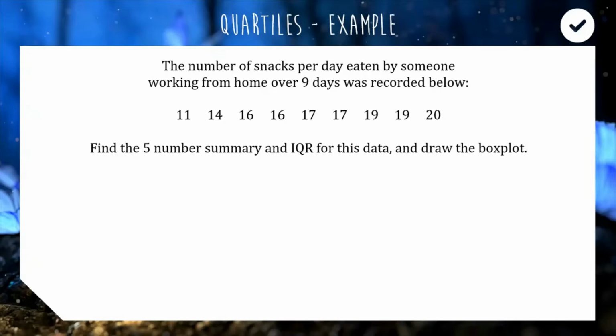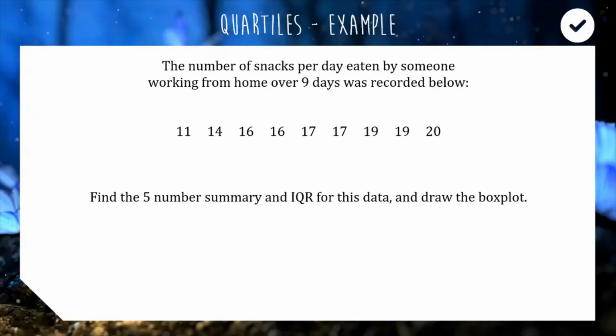Let's just give ourselves a bit more space. Now, first thing we need to do is find the median. Luckily, they are already in order, and we have 1, 2, 3, 4, 5, 6, 7, 8, 9 scores. That's an odd number, so there should be one number in the middle, and I'm sure you can see it is 17. That is our median.